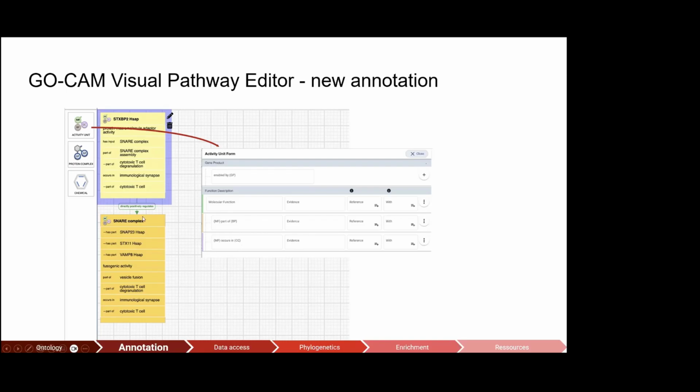And once you have made several activity units like that, you can drag from one to the other, and you have the choice of which relation you want to put between those two activity units. And as you can see, you can also use chemicals in GO-CAM. So for instance, if there is a specific chemical that activates a protein or inhibits it, you can also represent it in GO-CAMs.